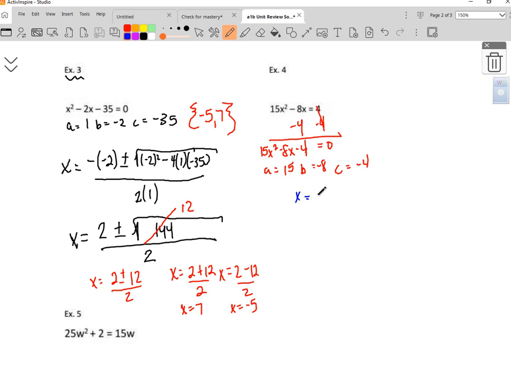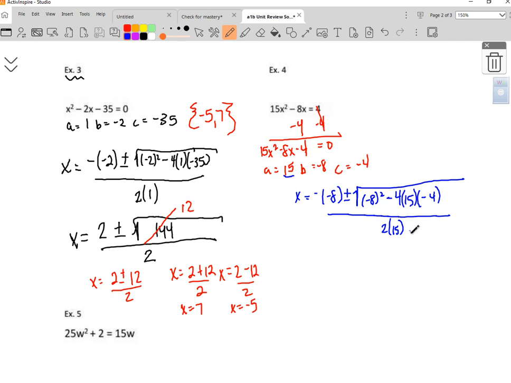X equals the opposite of B, so the opposite of -8, plus and minus the square root of B squared, so -8 squared, minus 4. Remember 4 is part of the formula, so that number is always 4, times A, in this case A is 15, times C, C is -4, all over 2 times A, which is 15.